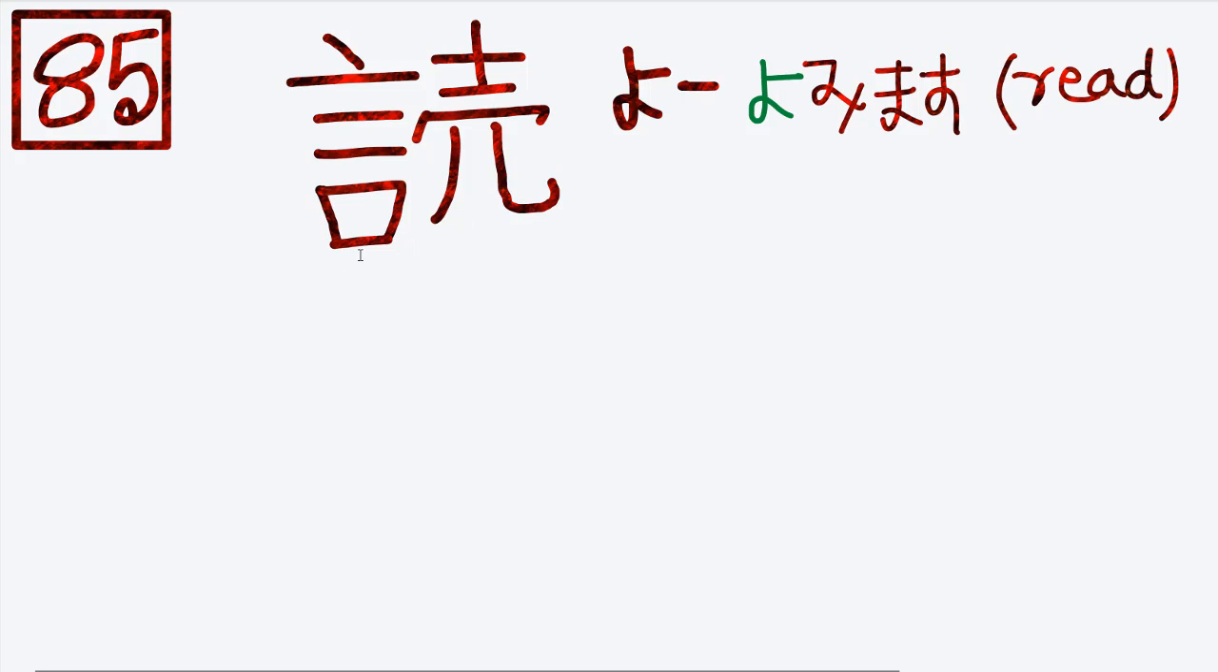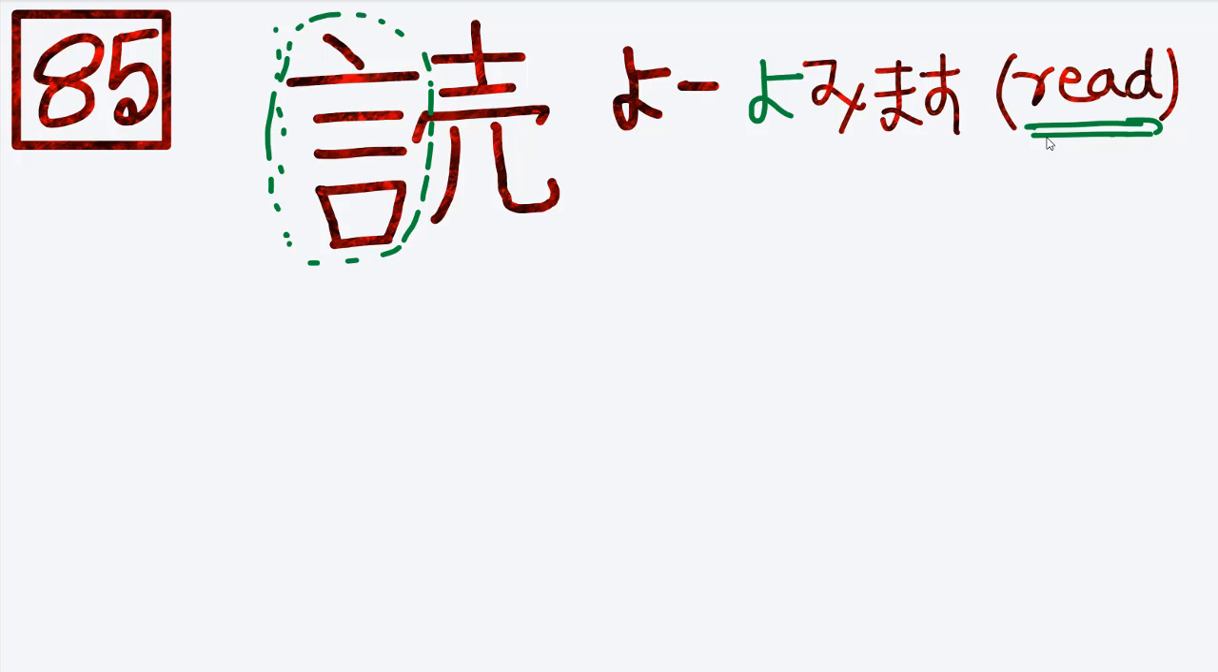85, the order of kanji. So here is "read", replacing of read. We can use this type of kanji only for read. So we know this kanji already, we used it in 84, tomo kanji, 84.